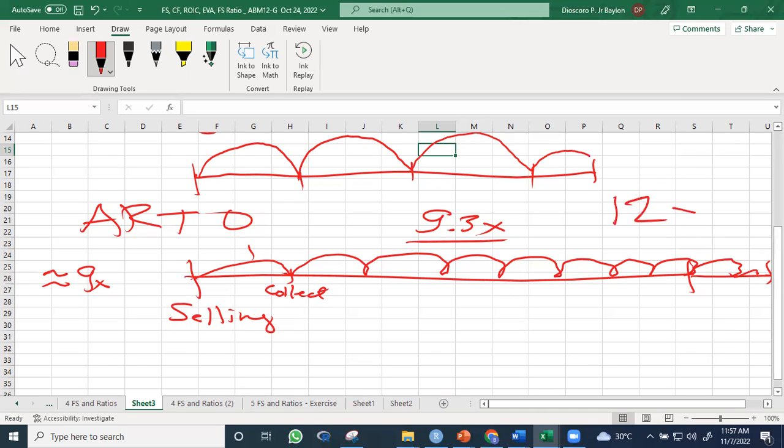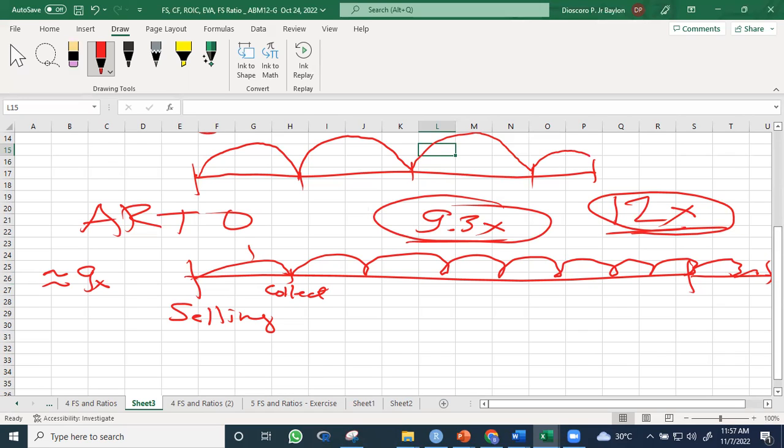12 times siya. Then, talo tayo. Talo si Allied Industries, no? Kasi yung competitors, yung industry average is 12 times. Ibig sabihin, 12 times from the sales, collect, as compared to 9.3 times ng company.